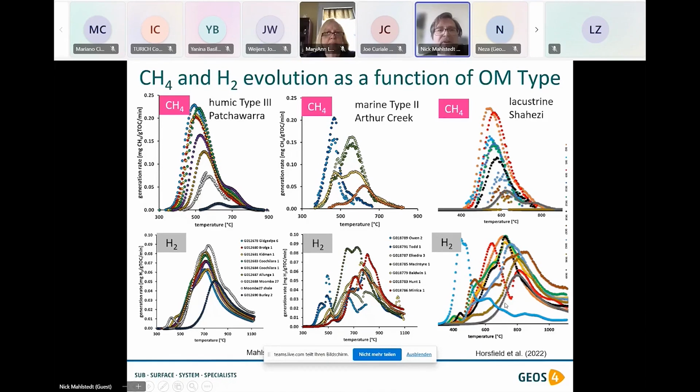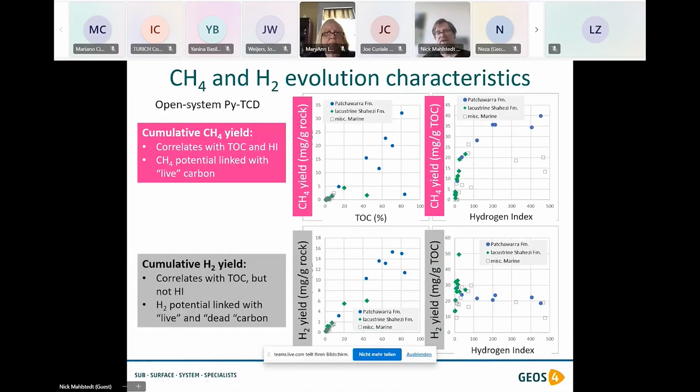But let's first have a look into the important information that can be directly derived from the evolution of the cumulative pyrolysis yields. So on top, we see that cumulative methane yields correlate very nicely, or plus minus, with TOC and with the hydrogen index. So the methane potential is linked with live carbon, or with the labile kerogen fraction that is assessed as the S2 parameter during Rock-Eval pyrolysis, for instance.